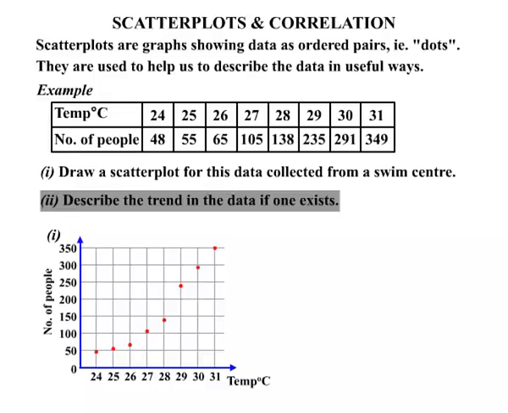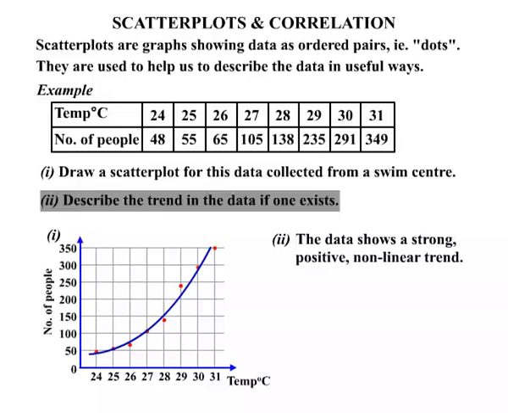Now we need to describe the trend in the data if one exists. You can see that those points are all certainly going up. Not quite a straight line though, is it? If we gave that a bit of a curve, we could draw a fairly good line that would fit those points. So we would say then that the data shows a strong, positive, non-linear trend.